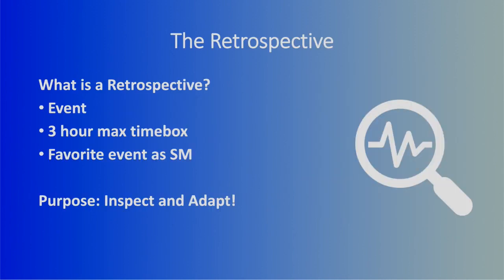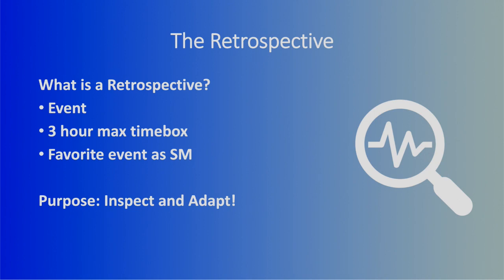All right, let's start out by talking about the retrospective. The retrospective is a Scrum event. The Scrum Guide recommends that this event should have a 3-hour max time box, and that is for a month-long sprint. Ideally, our sprints are much shorter than a month, hopefully somewhere around 2 weeks. That way we can actually use this event to inspect and adapt and get better on a more frequent basis.